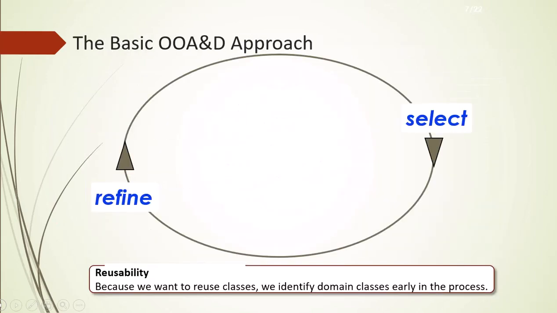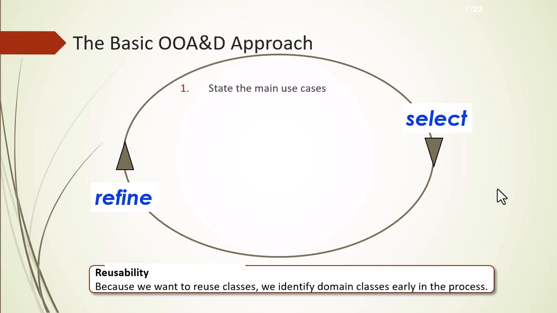So the basic object-oriented analysis and design approach is that we select particular classes and then refine. We refine the relationships, the attributes, the operations, the relation types, etc. And later this approach is useful for reusability. Reusability is a very important property nowadays, because it reduces the cost and development time, and it also increases the effectiveness of the software.